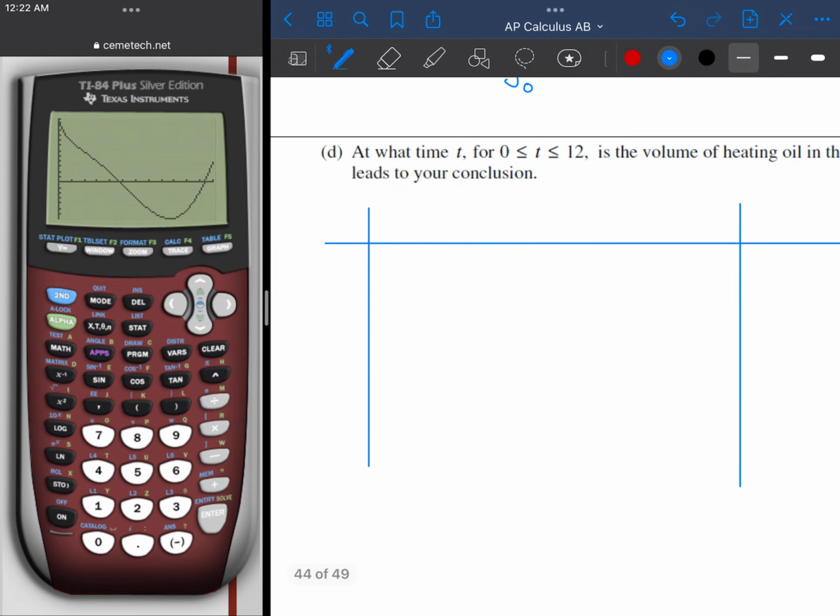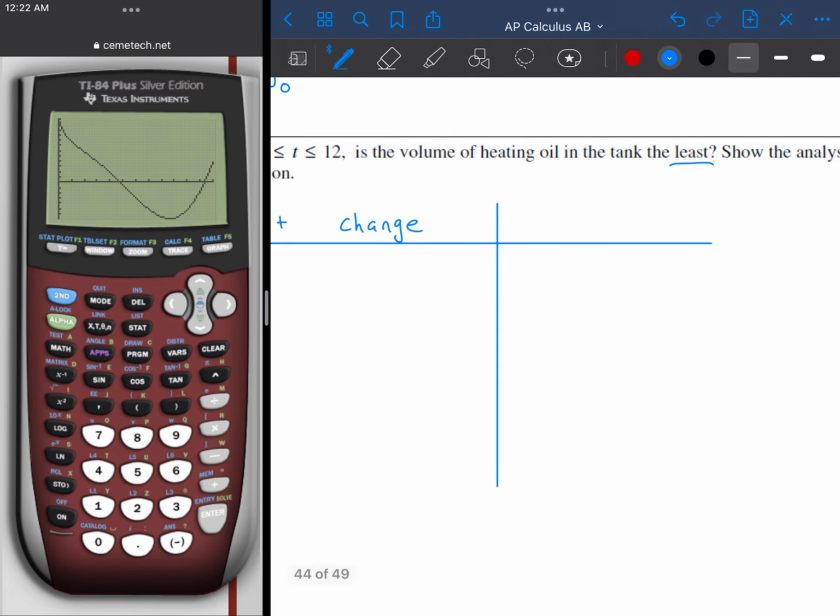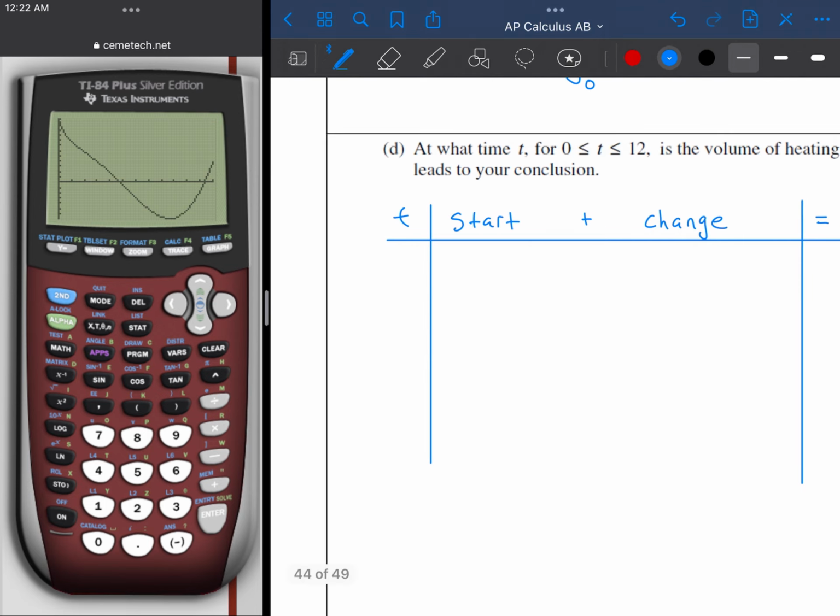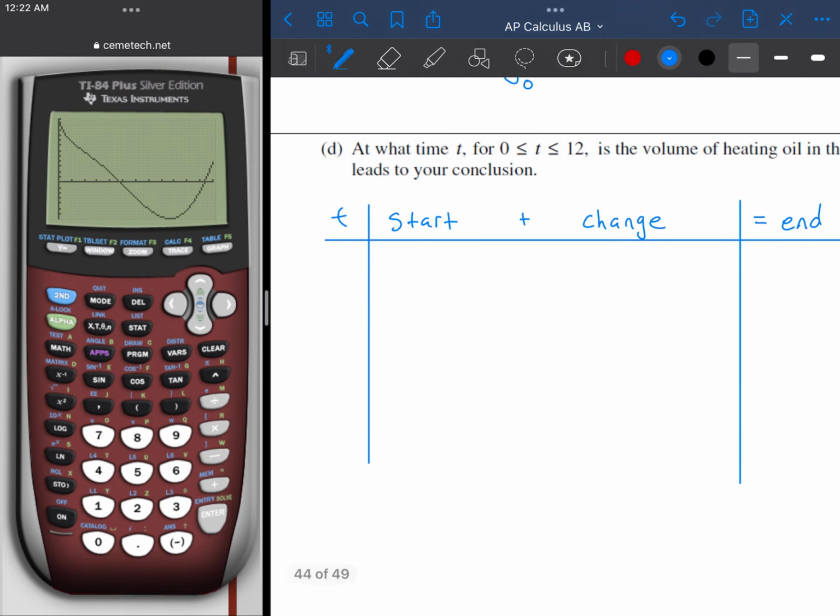Label our columns. So this is going to be t values. This is going to be start values plus change values to get equal to our end values, and we're looking for the smallest. All right, we always have to have 0 and 12. So 0 and 12 go in the table, and then I need to find these 2 x-intercepts on the graph.